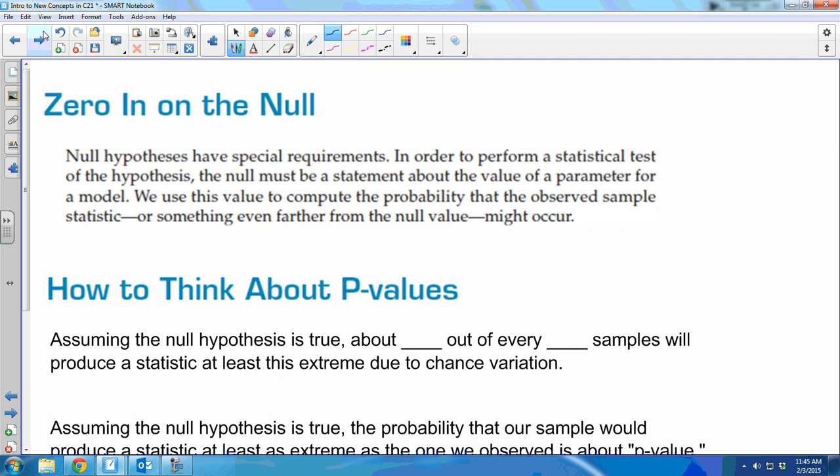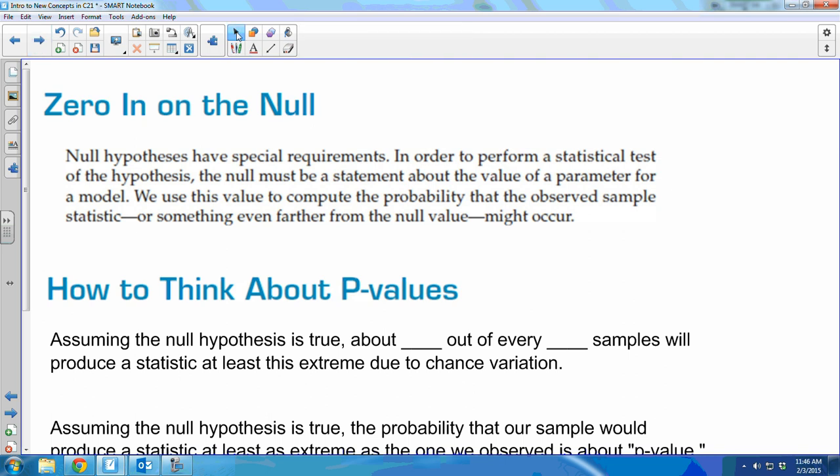P or P hat? P hat. Hypothesis based on P. Confidence interval always based on P hat. Right? You have to keep those things separate. Because again, we're going to start adding in new things, and it's not always going to be P and P hat. Your hypothesis test is based on your parameter value, the true population, whatever. Your confidence interval is based on your statistic, which is a sample. Okay? Keep those things in mind.